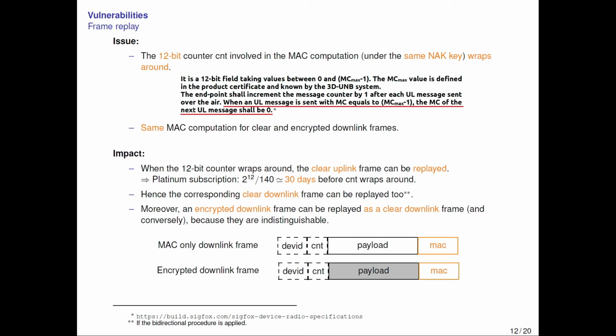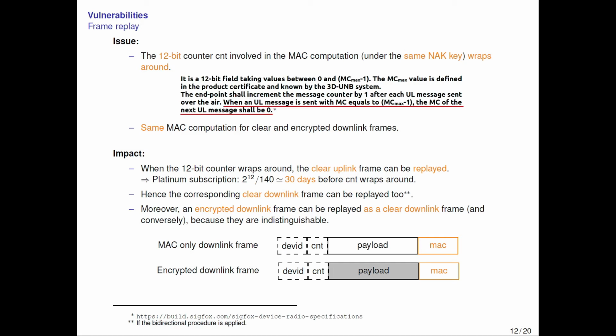This observation regarding the frame counter is in fact already known, but in addition we can add that the downlink frames can also be replayed, since they are computed based on the uplink frames counter. In order to thwart the frame replay, Sigfox advises to apply encryption. And indeed, when encryption is activated, the uplink frame depends on a 20-bit counter instead of 12 bits at most when the frame is not encrypted.